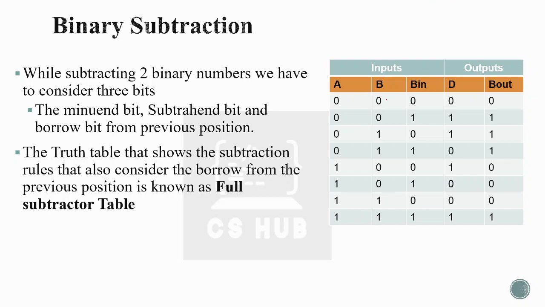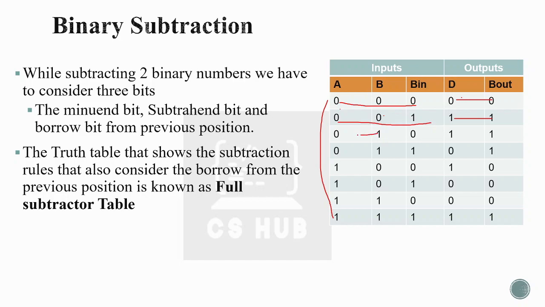Now, how to form this table? In the first column, we have 3 inputs, right? So first we have to write all the combinations with 3 bits, that is all the 8 combinations. Next we can fill the output section, difference and borrow, B out. Here 3 zeros. While we subtract 3 zeros, our difference will be 0 and our borrow will be 0. No borrow is generated. And look at this number 001. Here this 1 will be subtracted from this 0, right? A borrow is of course generated and there will be a difference. So D and B out are 1.